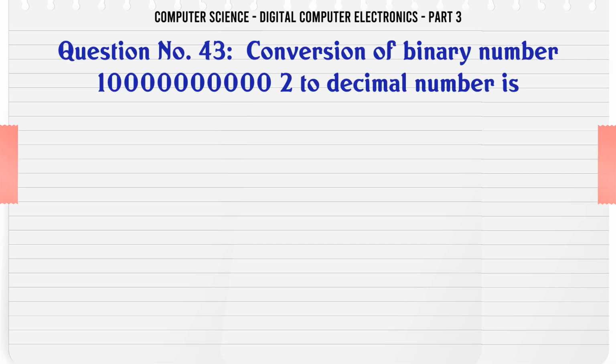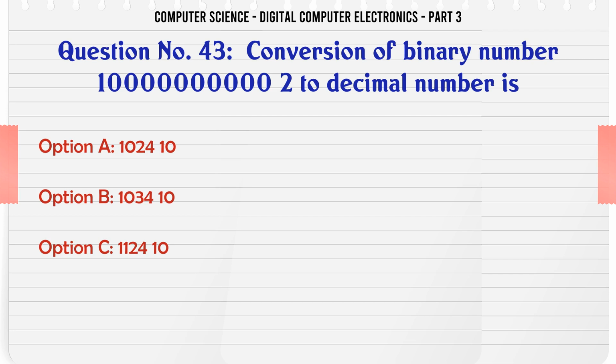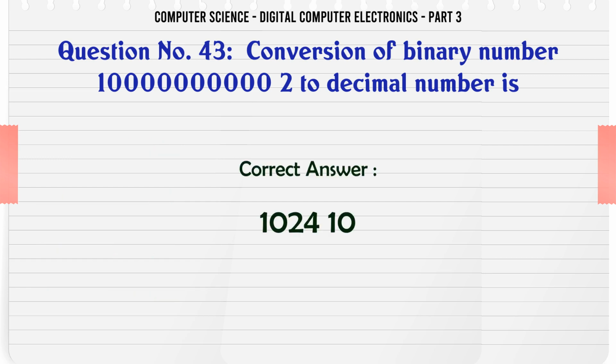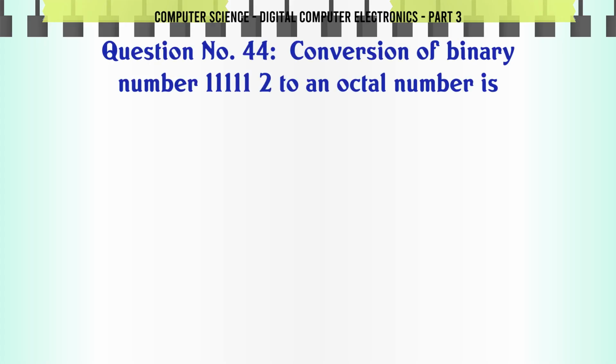Conversion of binary number 10000000000 (base 2) to decimal number is A. 1024 (base 10). B. 1034 (base 10). C. 1124 (base 10). D. 1037 (base 10). The correct answer is 1024 (base 10).